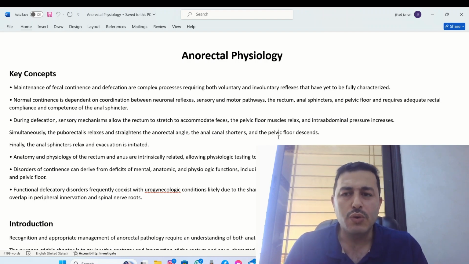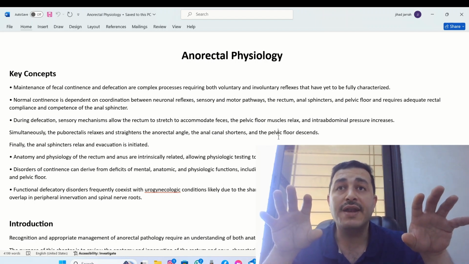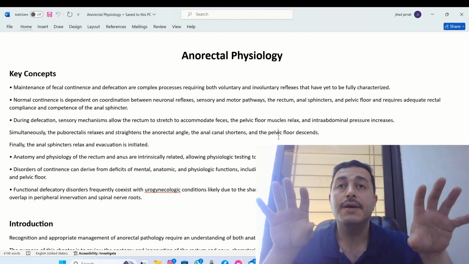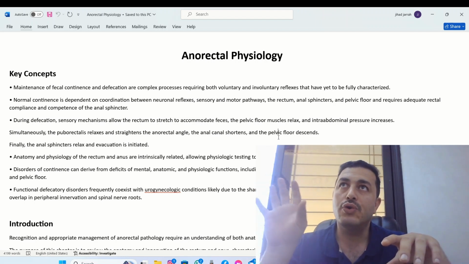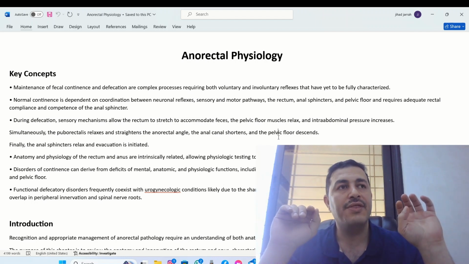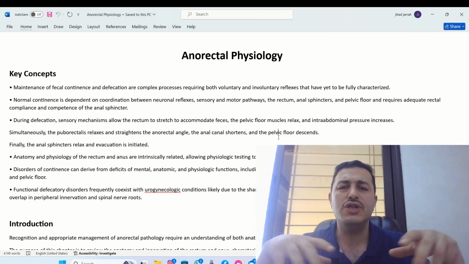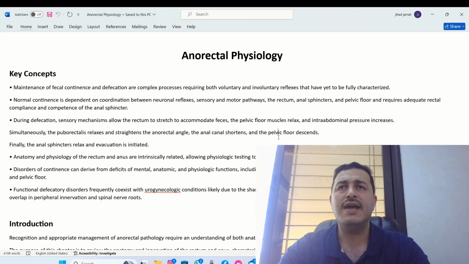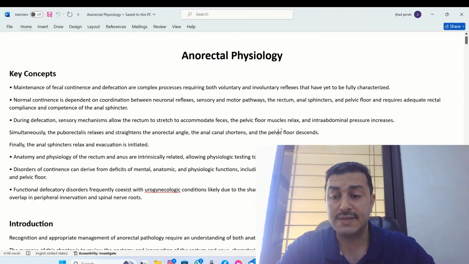Also, we will notice in this lecture that there is an association between urogynecological pathology and anorectal pathology, and this is logical because they share the same embryological sources.